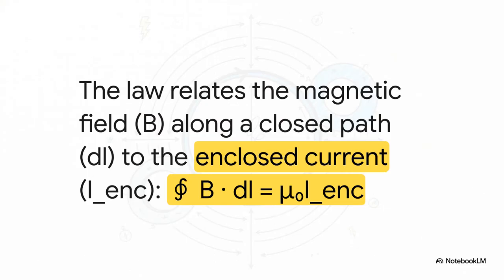And here it is, in all its mathematical glory. Let's break this down real quick. That circle on the integral sign just means we're going all the way around a closed loop, our Amperian path. The B·dl part means we only care about the piece of the magnetic field that's running parallel to our path at every step. And all of that equals a constant, mu0, times the most important part, I enclosed, which is the total net current that punches through our loop.